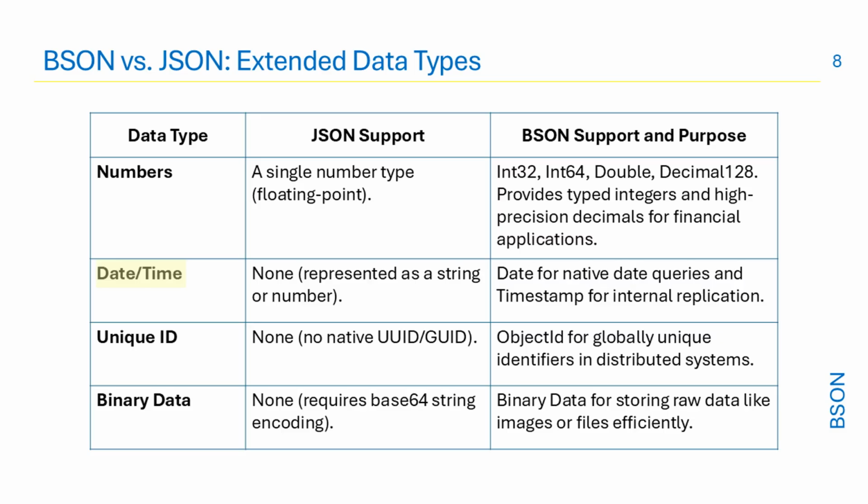For date and time, JSON has no native concept. You're forced to store them as strings or numbers. BSON provides a native date type, allowing for powerful and efficient date-based queries. For unique IDs, JSON has no built-in mechanism. BSON provides the ObjectId type, which we've already discussed, to guarantee uniqueness in distributed systems. And finally, for binary data like images, with JSON you'd have to encode it as a long base 64 string. BSON has a binary data type to store this raw data much more efficiently.